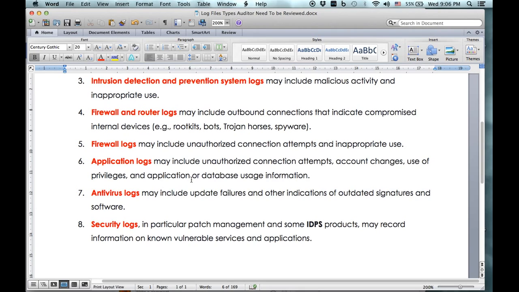The last one is the security log. In the security log we involve only the patch management and some IDPS, meaning the intrusion detection prevention system product, which may record information on known vulnerable services and applications. The auditor will measure what the security breach is on the system configuration and any loophole on the patch release, whether the record contains system vulnerabilities and applications that lead a fraudster or hacker to compromise further, in case the configuration is broken or the setting does not sufficiently comply with the standard requirement.